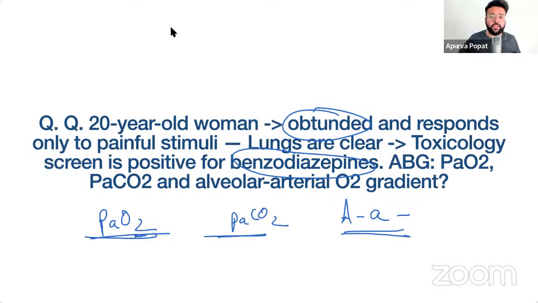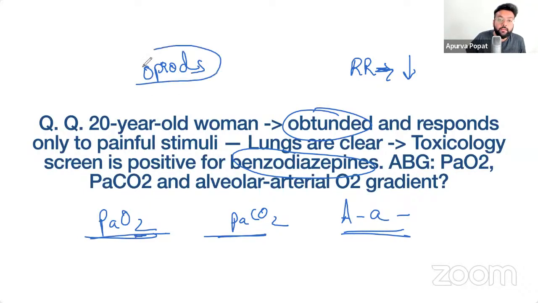What will benzodiazepines do to the respiratory rate? Increase. No. It decreases. Benzodiazepines will decrease the respiratory rate. What will opioids do to the respiratory rate? It increases. Oh my goodness. Opioids also decrease the respiratory rate. Benzodiazepines and opioids decrease the respiratory rate. That's why this patient is obtunded.